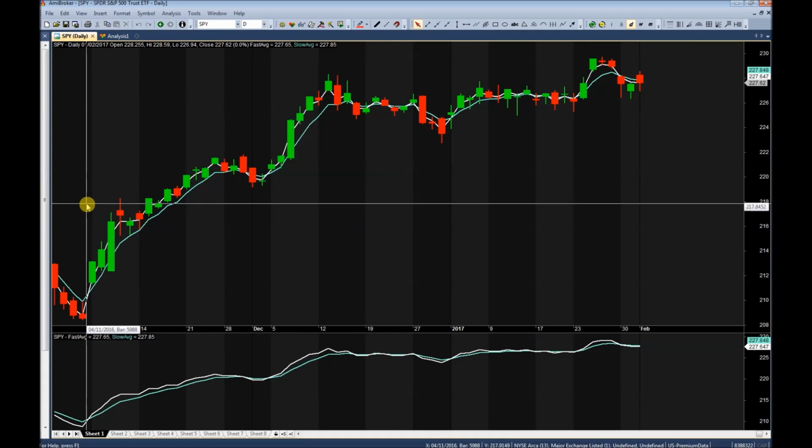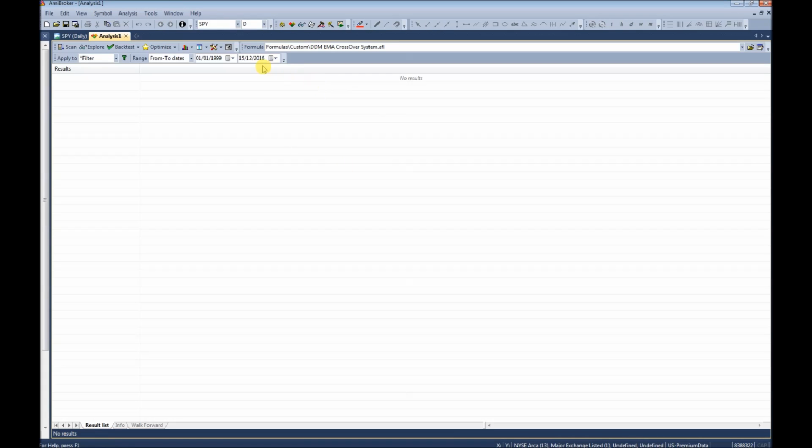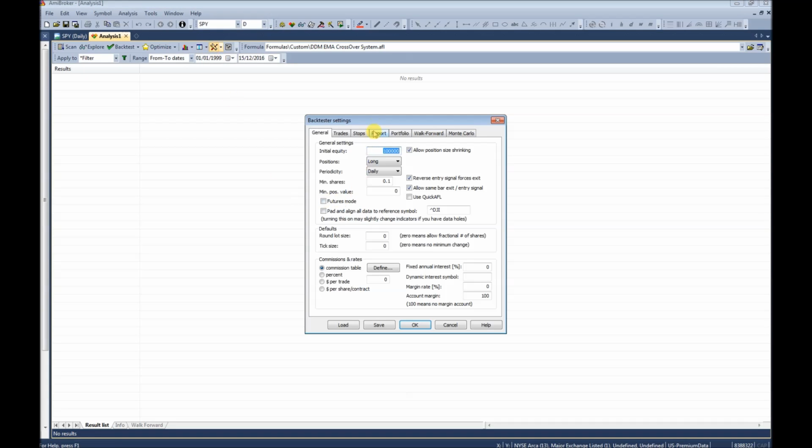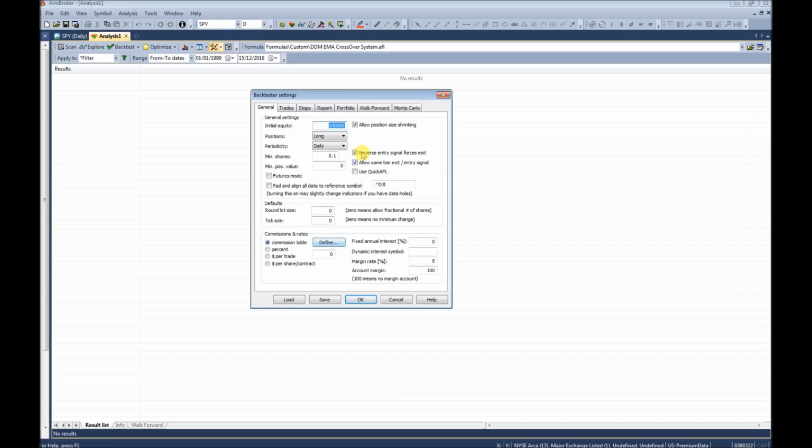So we're going to start off with the SPY. And if we look at the analysis, let's look at the logic behind how we're setting up the trade. In order to do that, let's look at the backtester settings. So we've got initial equity of 100,000. Now our code is going to override some of these amounts. Minimum share should be set to 1.